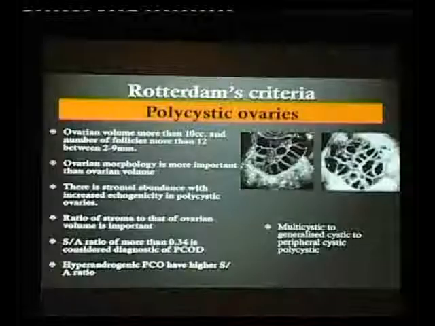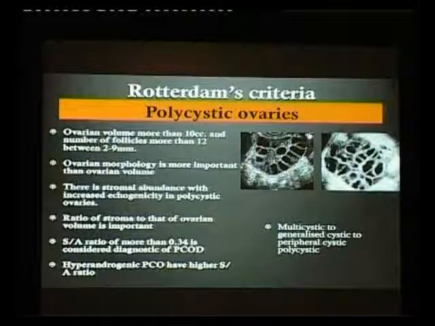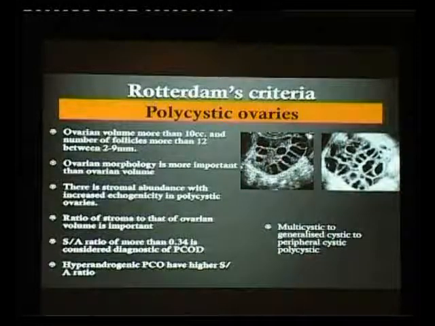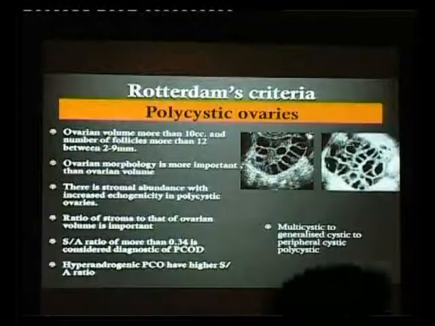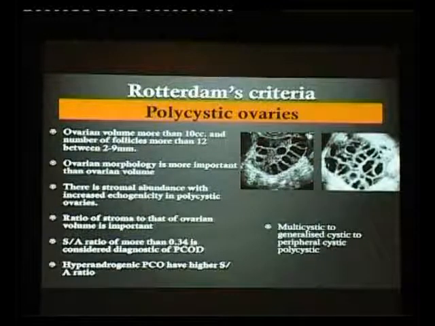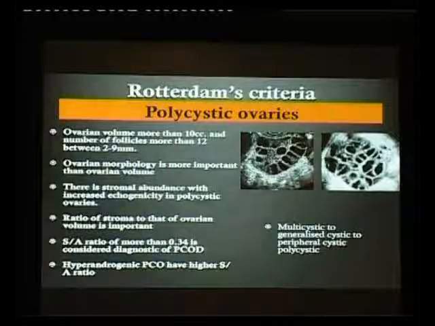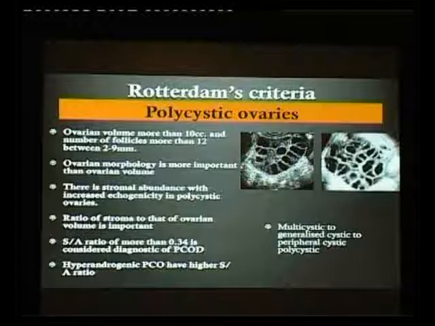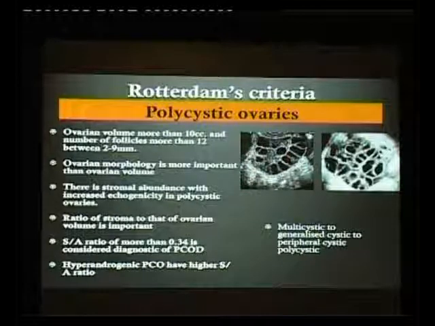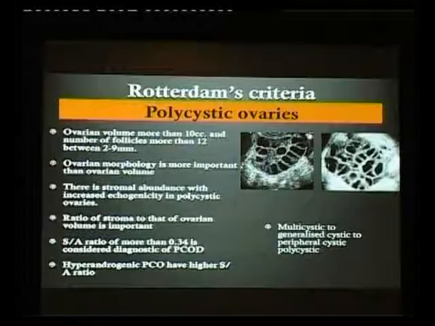Now, to diagnose a polycystic ovary, we need to go back to Rotterdam's criteria: ovarian volume of more than 10 cc, the number of follicles more than 12, the size of the follicles between 2 to 9 millimeters. The ovarian morphology is now more important than the ovarian volume, and there is stromal abundance with increased echogenicity in the polycystic ovaries. The ratio of stroma to ovarian volume is also important. An S/A ratio of more than 0.34 is considered diagnostic of PCOD, and hyperandrogenic PCO have higher ratios.